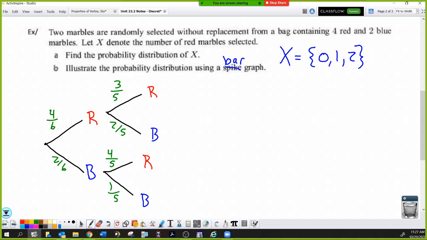Let's see. If you multiply across the top, red is going to give you 4/6 times 3/5. I'm not going to reduce. Gives me 12 over 30. That is the probability that X equals 2.